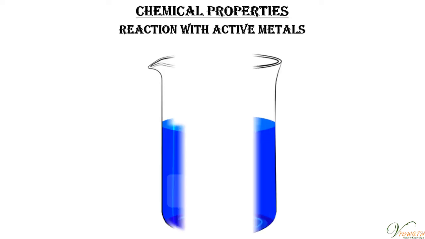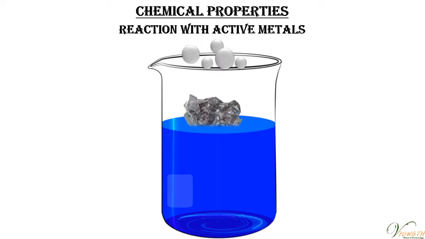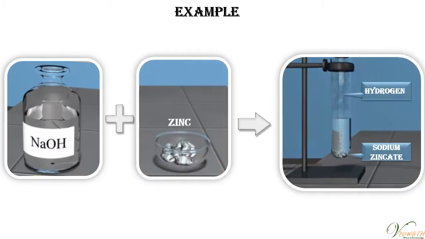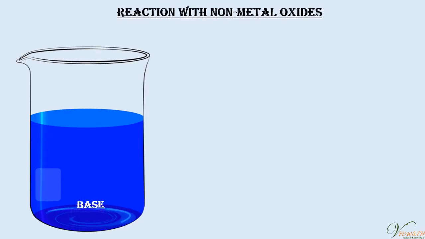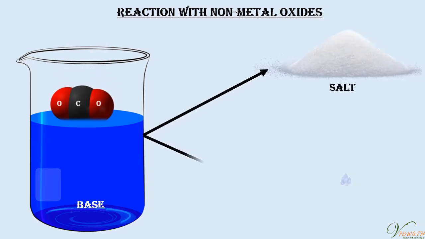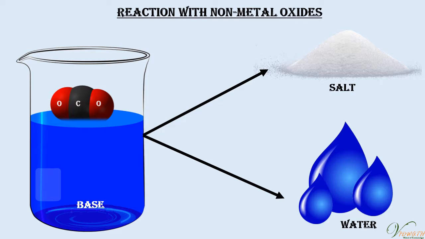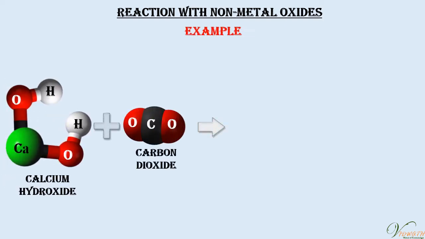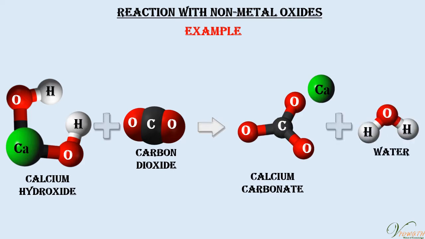Chemical properties. Reaction with active metals. Bases react with metals to liberate hydrogen gas. Example, sodium hydroxide reacts with zinc and liberates hydrogen and sodium zincate. Reaction with non-metal oxides. Bases react with non-metallic oxides to form salt and water. This is similar to a neutralization reaction between an acid and a base. Example, calcium hydroxide reacts with carbon dioxide to form calcium carbonate and water. From this reaction, it can be concluded that non-metallic oxides are acidic in nature.